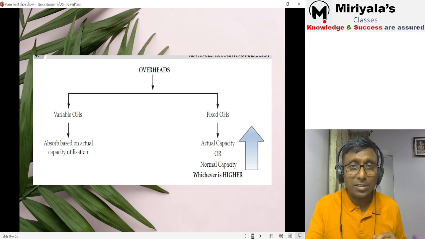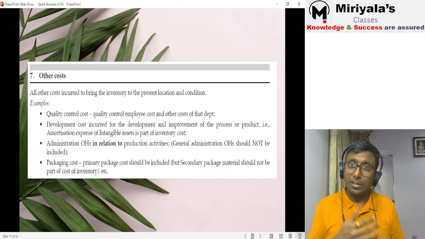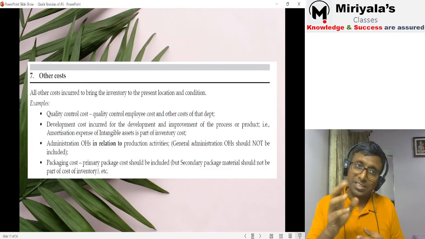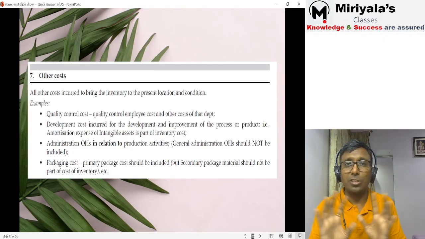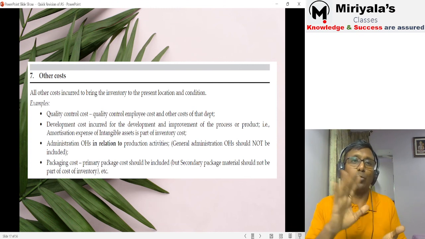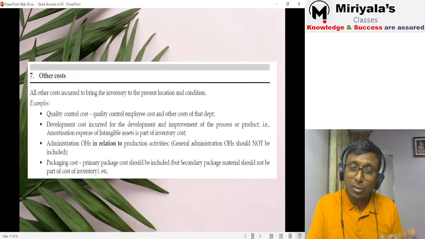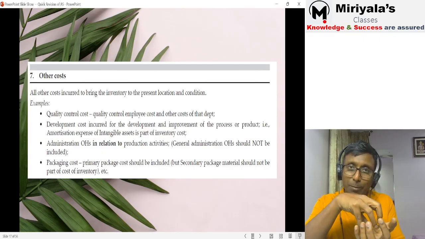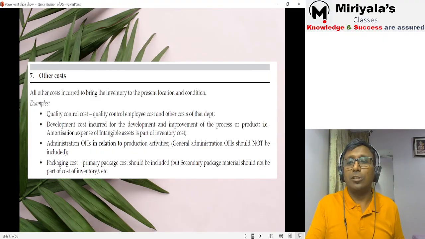And the third thing, what is that we told? All other costs to bring the inventory to present location and condition. Now, what will be? Yes, quality control cost. Quality control is not to make it; after making the asset, you will check it. Yes, but still it is going to be part and parcel, because after quality control only it will be ready for sale. Next, development cost. Yes, administration cost. Administration for the production activity. General administration of the head office is not supposed to be taken. Administration of the factory is supposed to be taken. Primary package is supposed to be considered. Secondary package cost is not supposed to be considered. When a mobile is sold, the cost of the mobile box should be taken, but the entire carton box where you keep like 50-60 mobiles is not supposed to be considered, right?